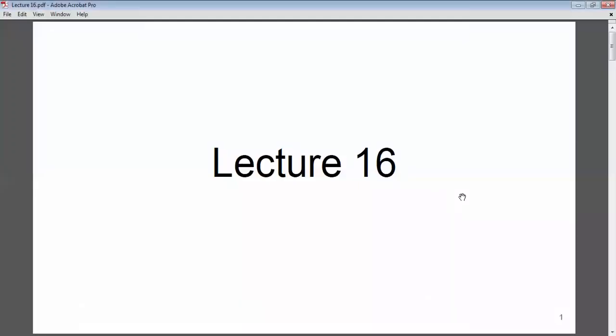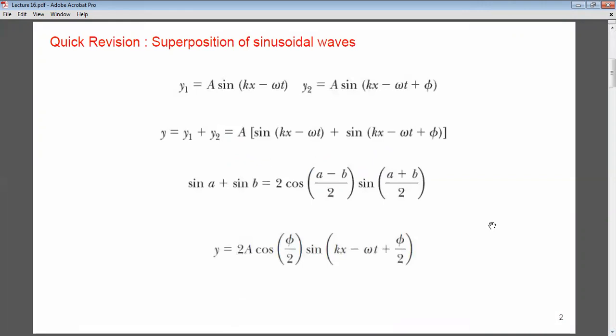Hello, today we reached lecture 16 and we will continue our discussion on chapter 18, which is about what happens when two waves superimpose. So let me quickly remind you of what we have finished so far. The very first thing we studied is what happens when two sinusoidal waves superimpose. But in this particular case, we took two sinusoidal waves that are identical.